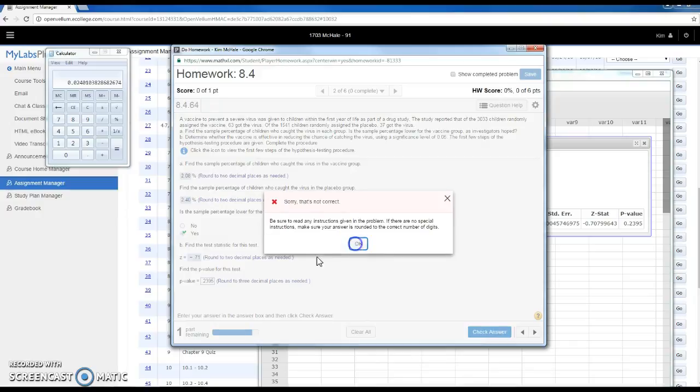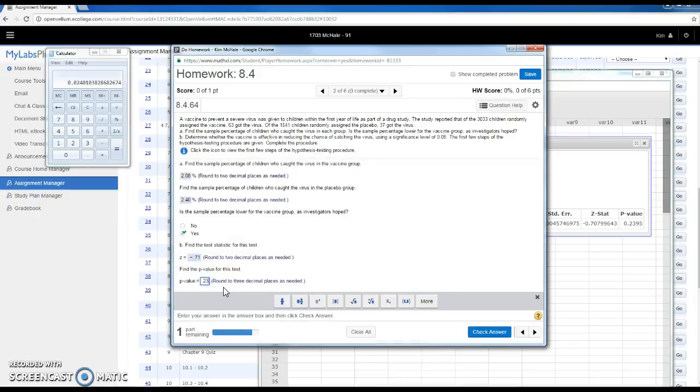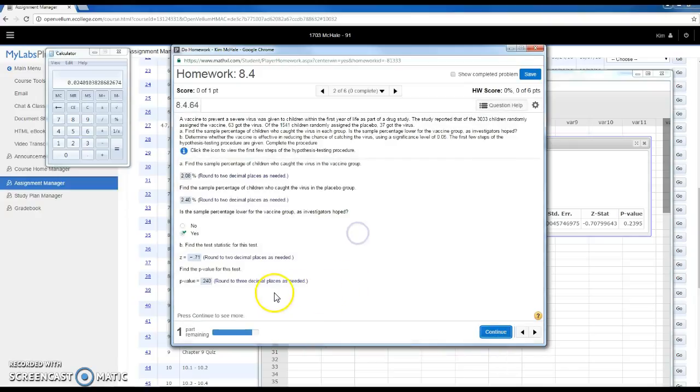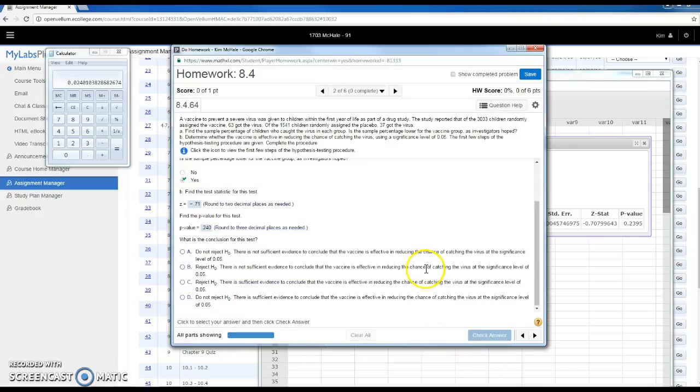Oops. Oh, round to 3 decimal places. How many of you do that? Frustrating. Continue. Now I have to make a decision. My p-value is 0.24. I'm comparing that to 0.05. In this case, my p-value is not lower than my level of significance, so I will not reject the null hypothesis. So I have do not reject.